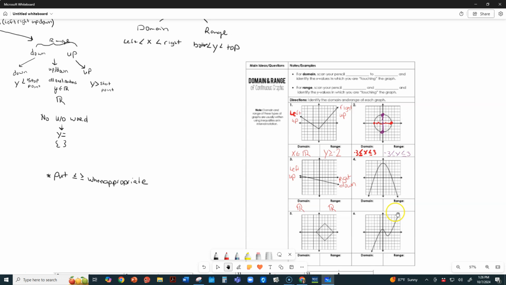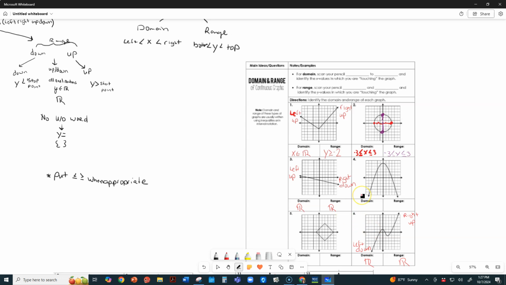So same thing with this one. On the right side, it's going up. And on the left side over here, it's going down. Since I use the words right and left, my domain is all real numbers. Since I use the words up and down, my range is all real numbers.